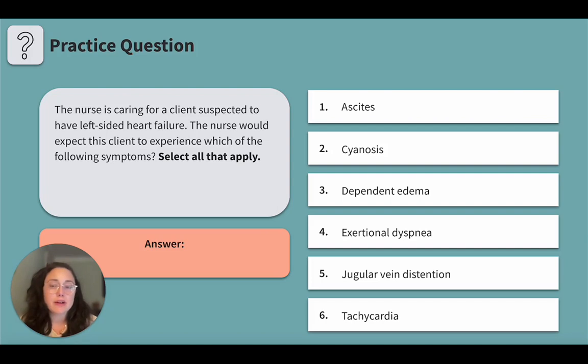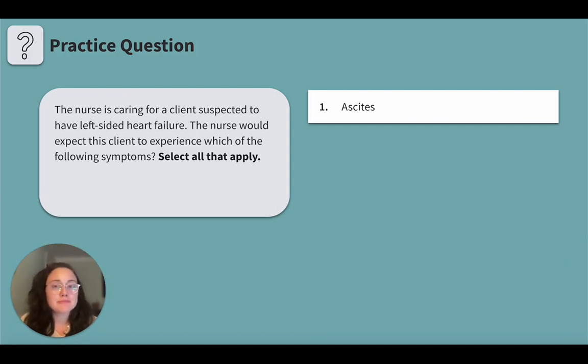But what do we know about each option? Let's go through them. Ascites is what? Well, ascites is the collection of fluid in the peritoneal cavity that is caused by portal hypertension, severe liver damage, or low albumin. These clients will have distended abdomens on assessment.